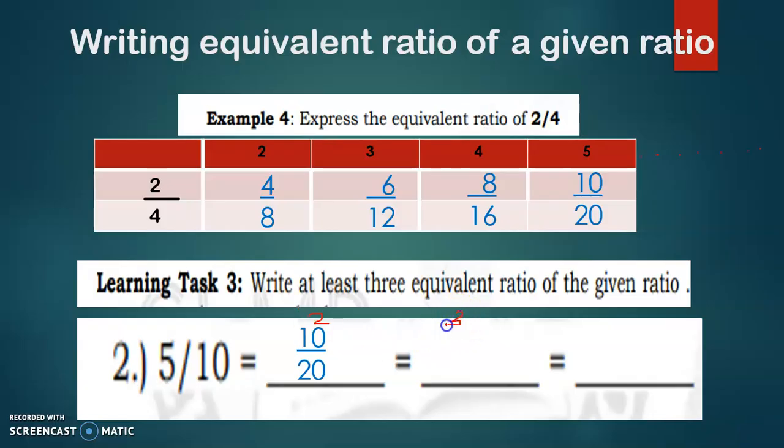Next one, let us multiply by 3. Okay, 5 times 3 is 15. And then, 10 times 3 is 30. So, our second equivalent ratio is 15 is to 30. Let us multiply by 4. Okay, 5 times 4 is 20. And then, 10 times 4 is 40. Our third equivalent ratio is 20 is to 40. And so on and so forth yan.